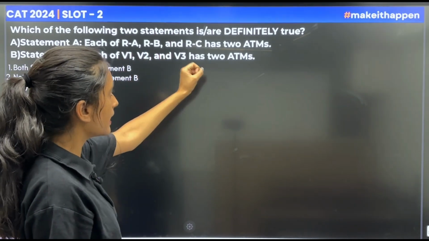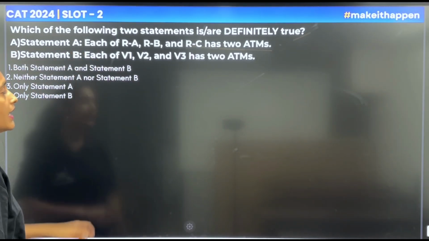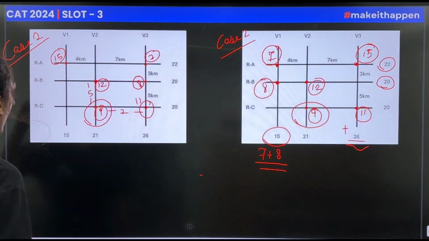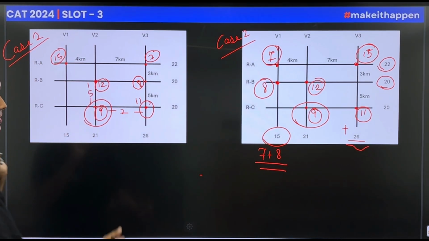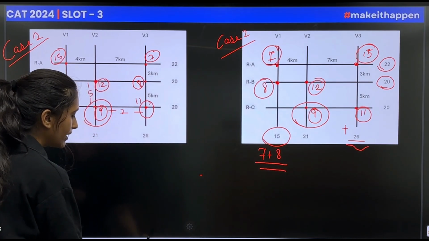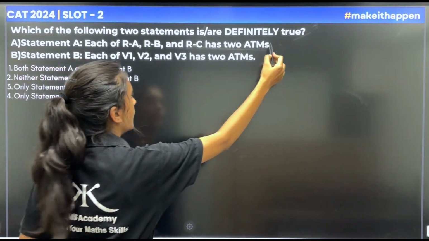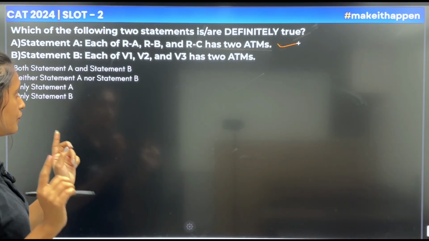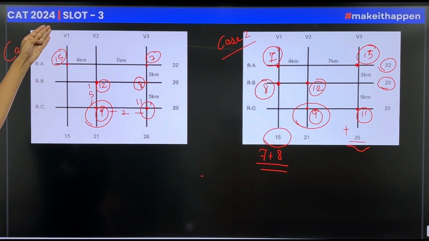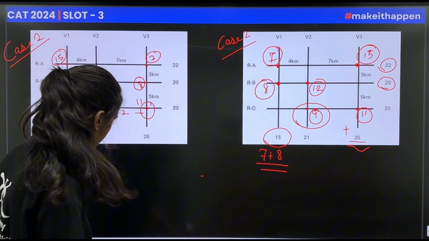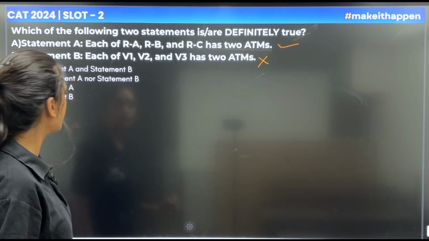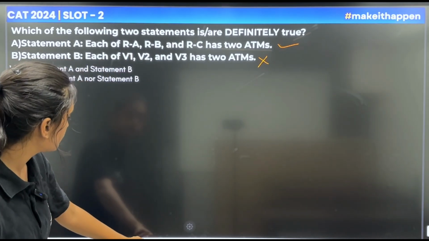Which of the following statements are definitely true? Statement A. Each of RA, RB and RC has two ATMs. Okay, so let's check. RA has two ATMs, RB has two ATMs, RC has two ATMs. Okay, it's right. So my statement A is correct. For statement B, each of V1, V2 and V3 has two ATMs. Now let's check for V1, V2 and V3. For V1 here we have one ATM. So the statement goes wrong here only. So my answer will be option 3. Only statement A is definitely true. Now let's move to the next question.